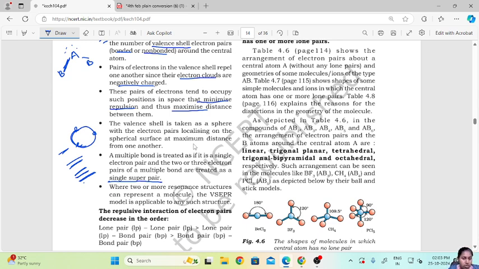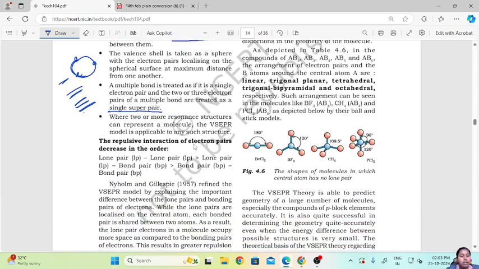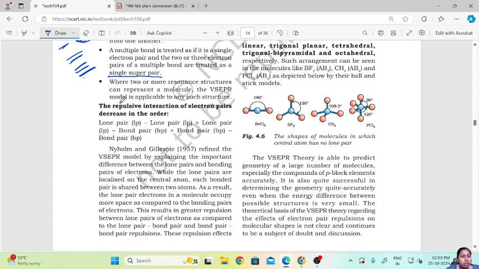So in a resonance structure also you can apply the VSEPR theory, because there is no difference in the valence. In a resonance structure, only the double bond is changing from left to right, okay. So the repulsive interaction of electron pairs decreases in order, okay. So there is an order for the electron pair repulsion.